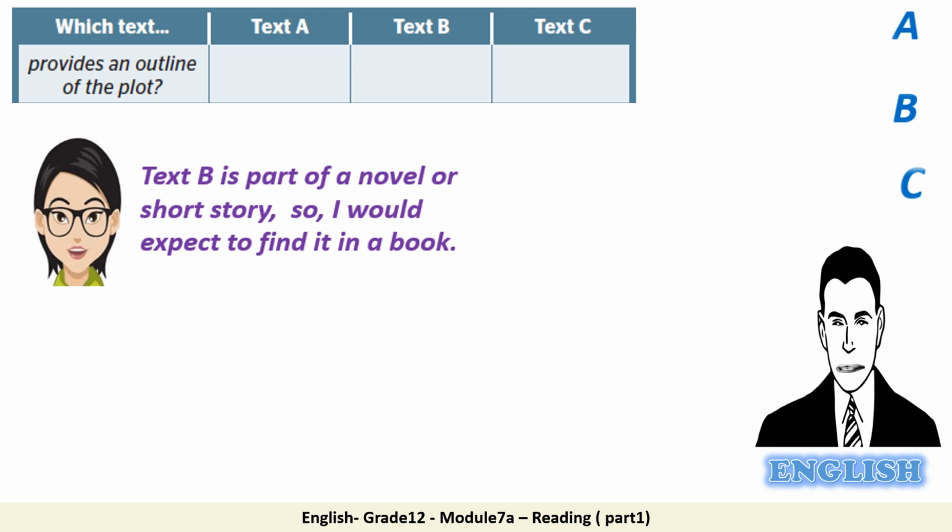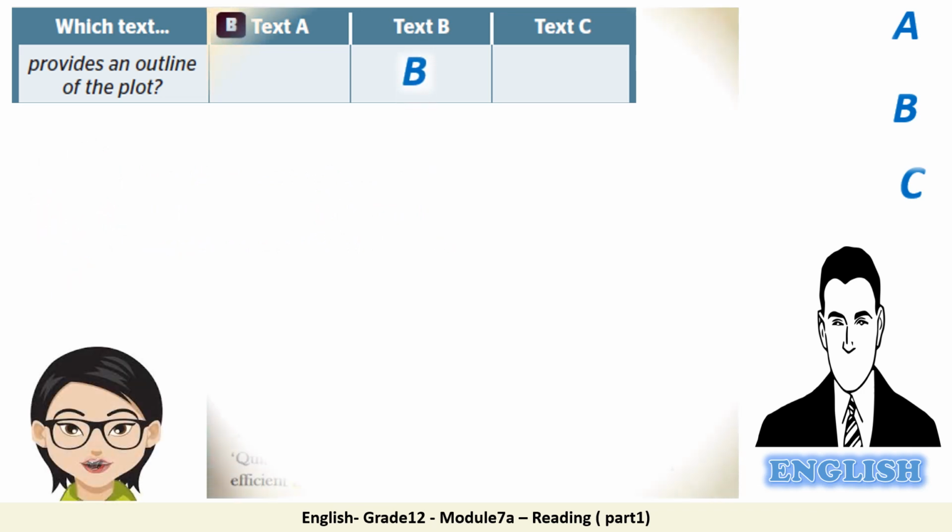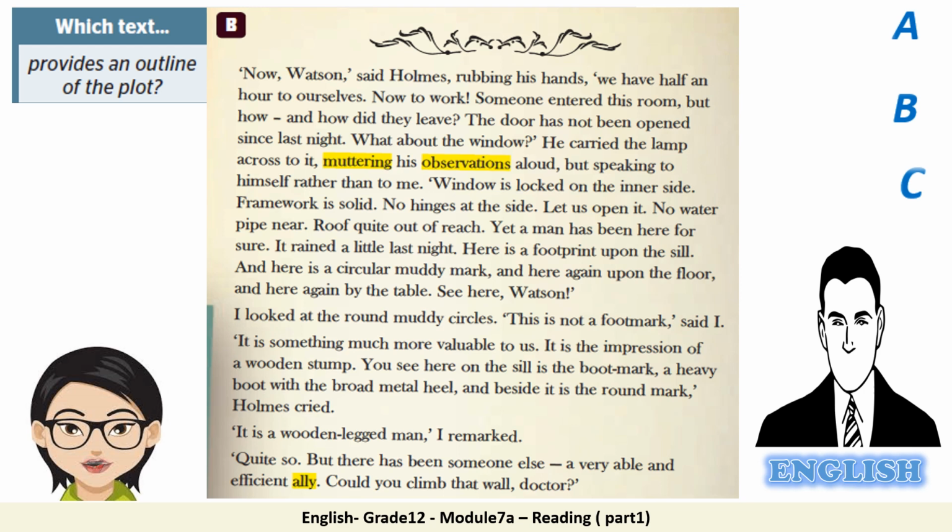Can you justify your answer? If you look at text B, you can easily tell that this text is certainly taken from a novel. The text contains characters like Watson and Holmes. It also has a setting. Someone entered this room. It's full of direct and indirect speeches, like, "I looked at the round muddy circles. This is not a footmark, said I."